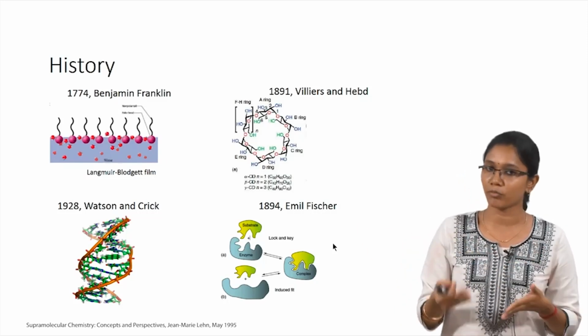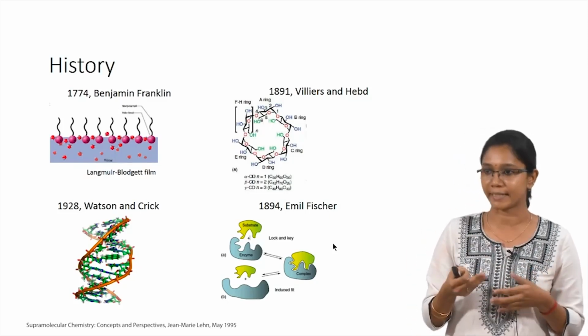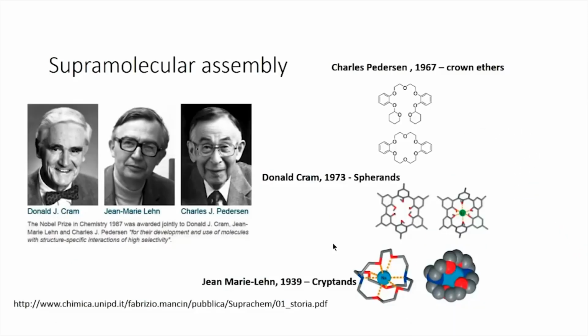So this hydrogen bonding is a non-covalent interaction that keeps this DNA molecule intact. And so these were the three people who were given a Nobel Prize for their supramolecular chemistry. These three molecules, the crown ethers, the spherands and the cryptands, are all cage-like systems, and these are organic molecules.